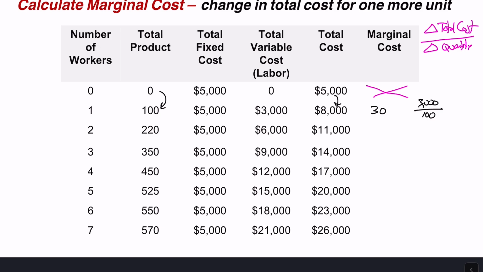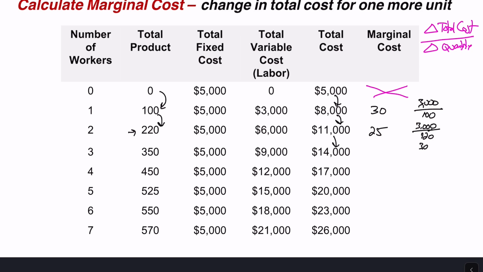Now, as we go from the first to second row, we'll get the marginal cost of those second 120 units. We can do the same formula. Our costs are going to go up by 3,000 because we have to hire another worker. Our output's going to go up by 120. And so now we'll have a marginal cost of 25. And we can continue doing this down the row.